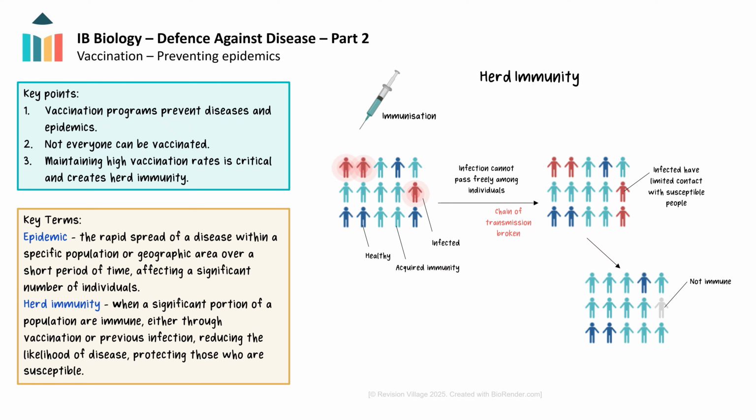Not everyone is capable of receiving vaccinations due to their age, health, or certain autoimmune conditions. For this reason, we can focus on the vaccination of a significant portion of the population in order to provide herd immunity to a given disease.